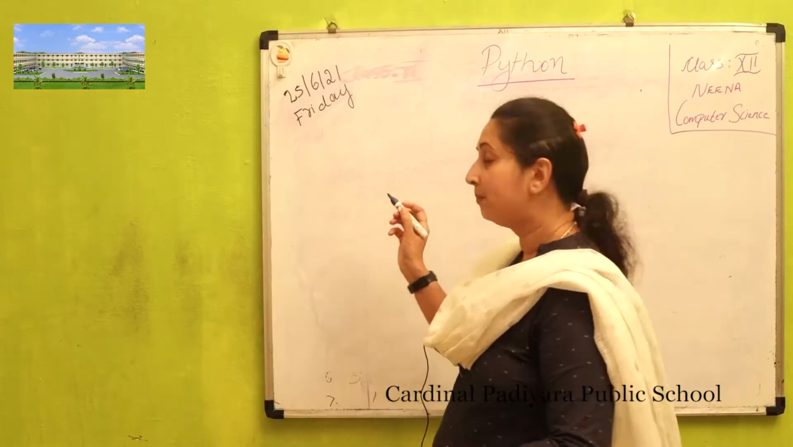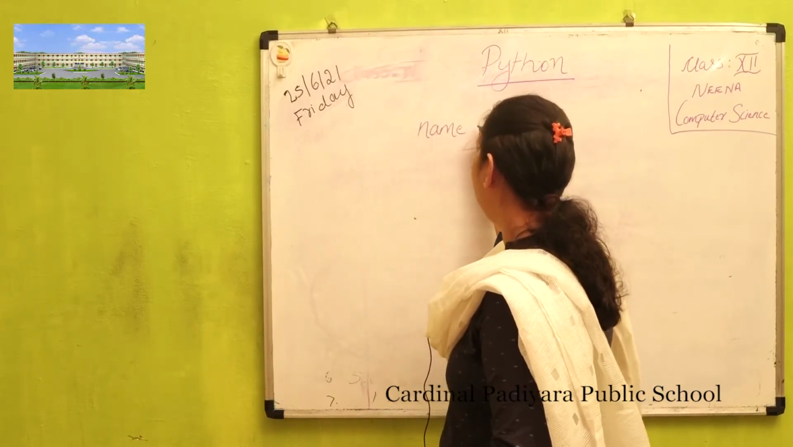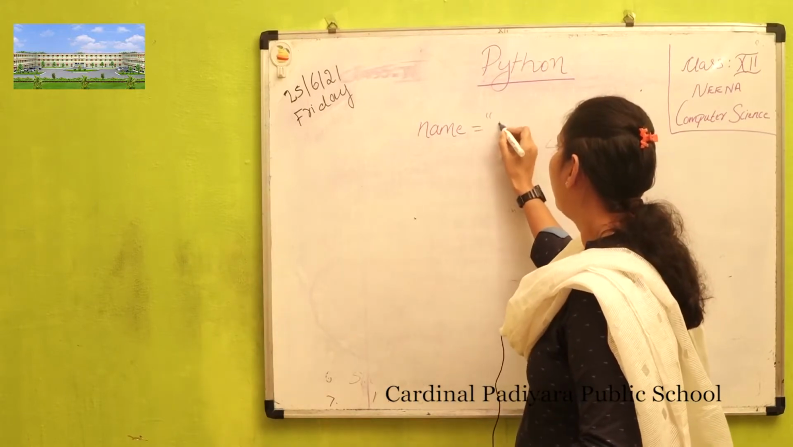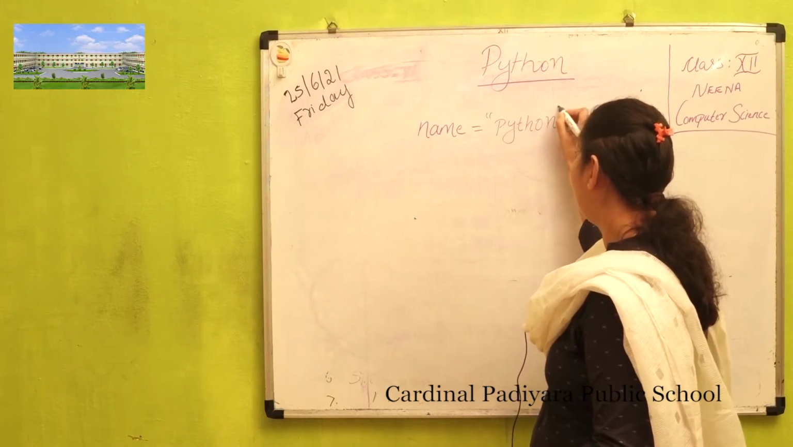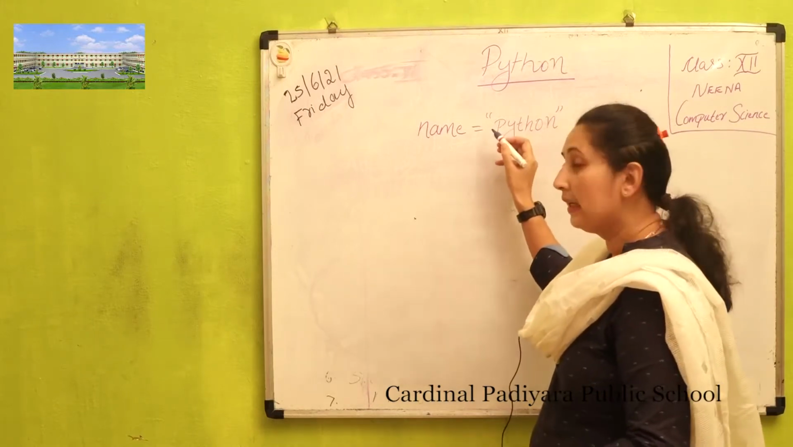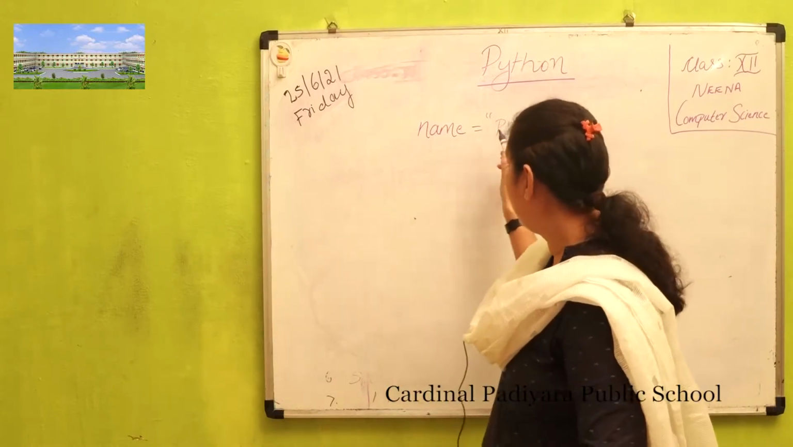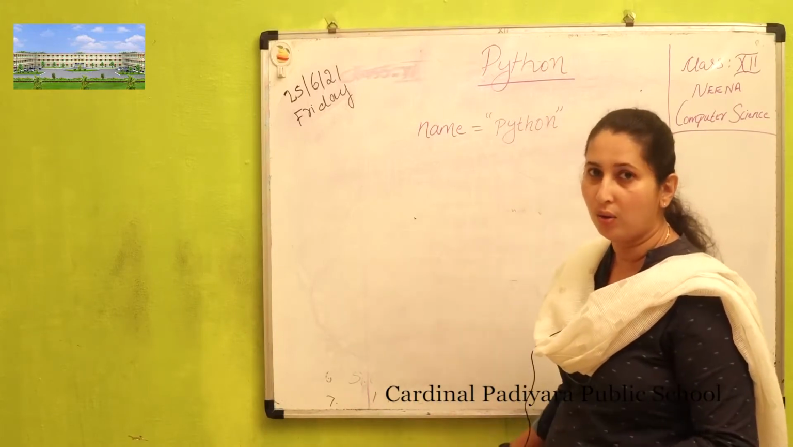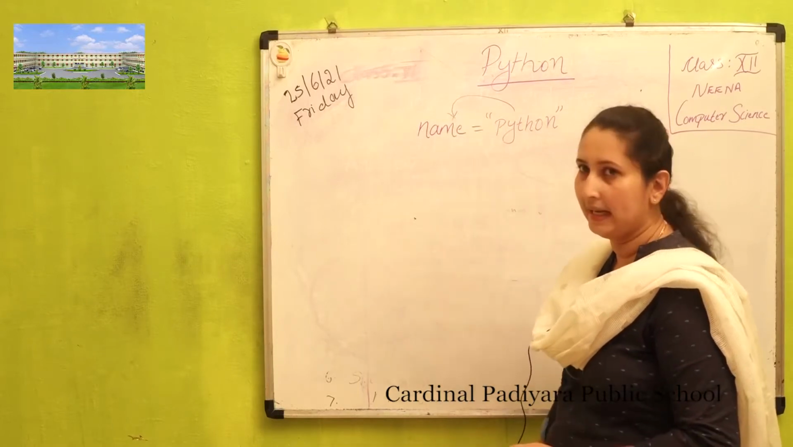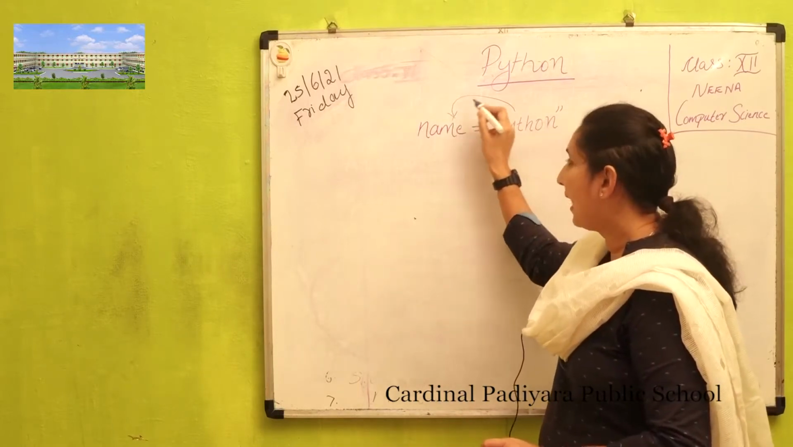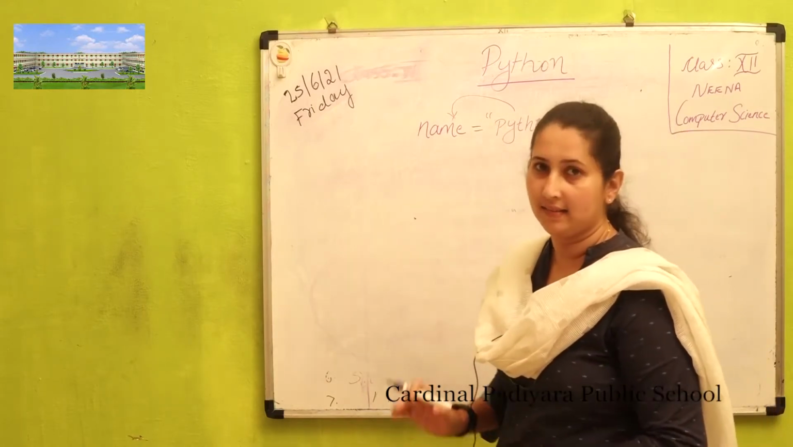Here we can see name equal to Python. This is our string. The string is Python. Strings are denoted in single quotes, double quotes or triple quotes. So this string is assigned to a variable called name. This string Python is assigned to the variable name. The name contains the string.